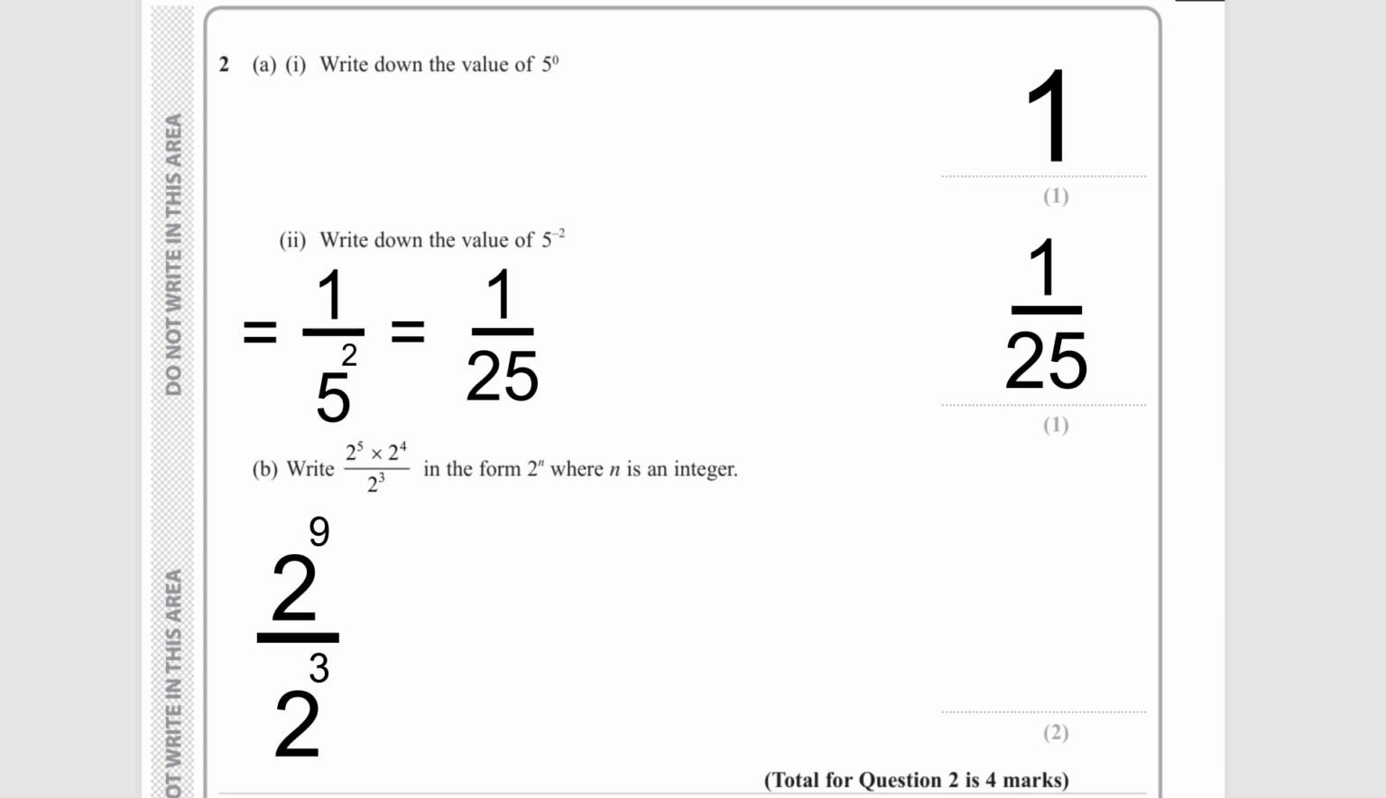But 2 to the power 9 divided by 2 to the power 3, you're subtracting them from each other. So when you're timesing the same thing with 2 different powers, you can add them. And when you're dividing, you can minus the powers. So our final answer is going to be 2 to the power 6.